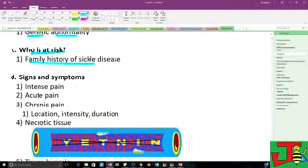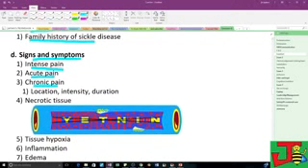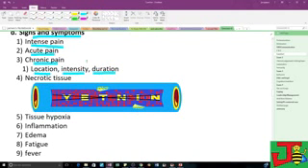Now, what are the signs and symptoms? It'll be intense pain, acute pain, chronic pain, and when it comes to assessing pain, we want to know where it is, how strong it is, and how long it lasts. Another sign will be necrotic tissue. Necrotic basically means that the tissue is dead, it's dark.